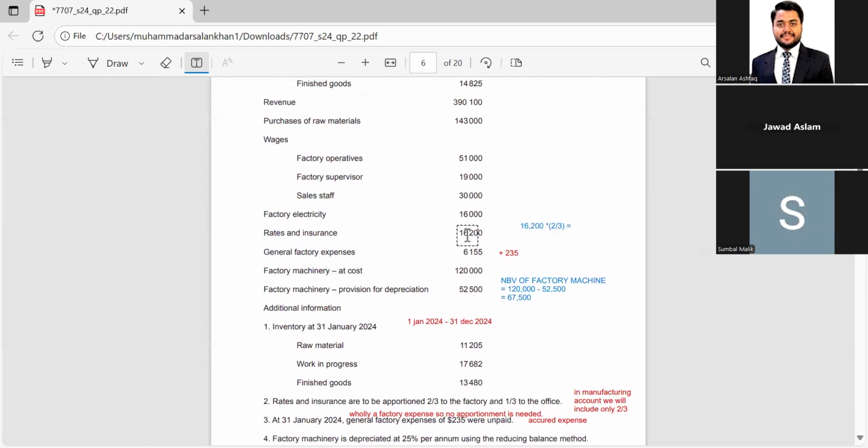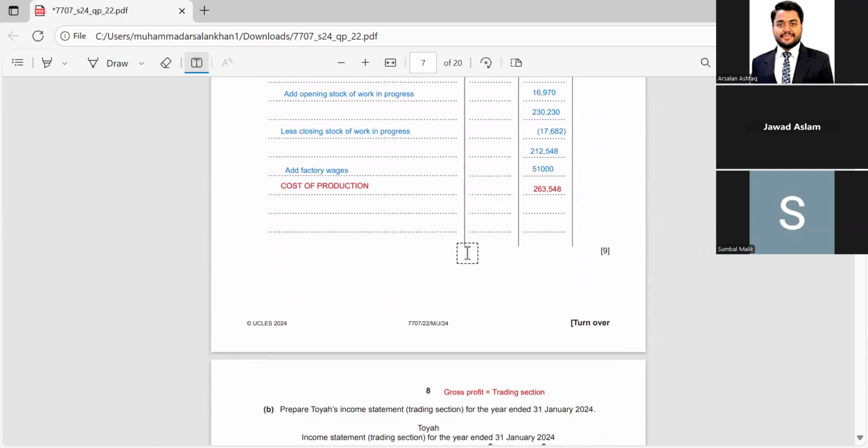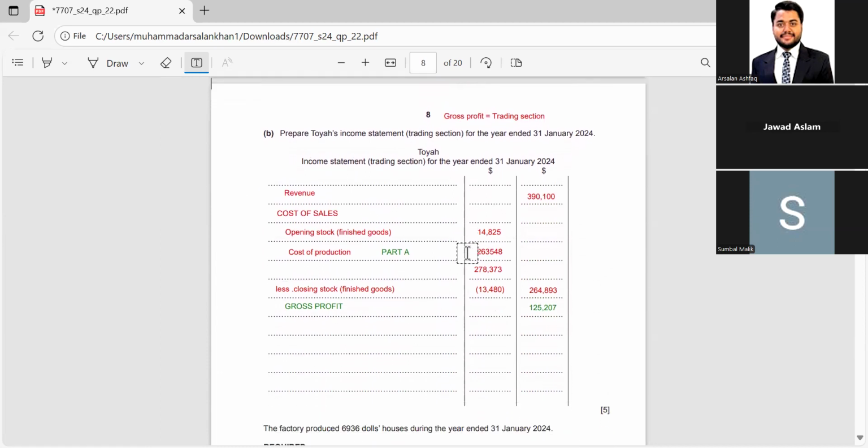So there are two office expenses. Sales staff expense is an office expense, and rent and insurance का specific portion is an expense for office. So there are two expenses which need to be subtracted if they do not ask us to prepare the trading account. So we need to prepare full income statement and net profit. Okay.